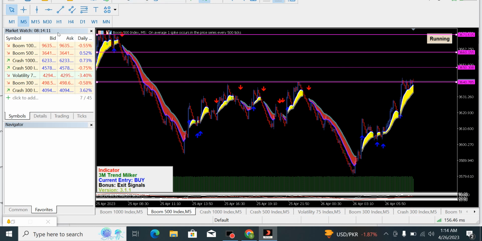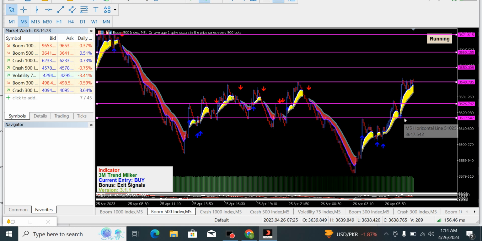But if it is unable to break out above this particular resistance zone, then we should expect some sell to happen. So the first sell order should be somewhere here, and of course the next one should be somewhere here. I mean, I'm trying to say the TP for the sell orders, so then the next should be here.